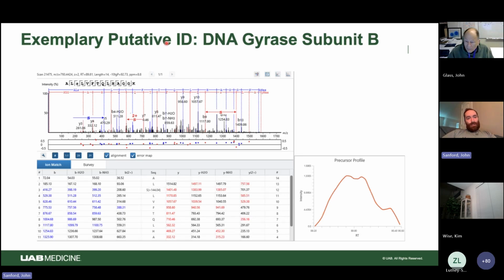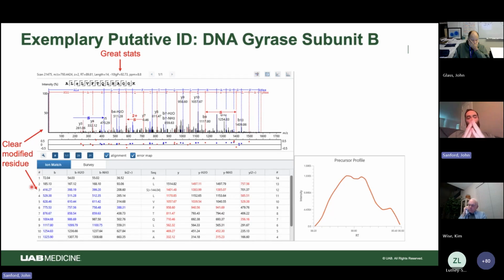One exemplary example of this, from my synth data sets, is this DNA gyrase subunit beta peptide we found right here. And just to give you an overview of our current screen through these, what we look for, of course, as I just mentioned, is getting good stats. I believe that says negative 10 log p of 92. So that's already amazing.